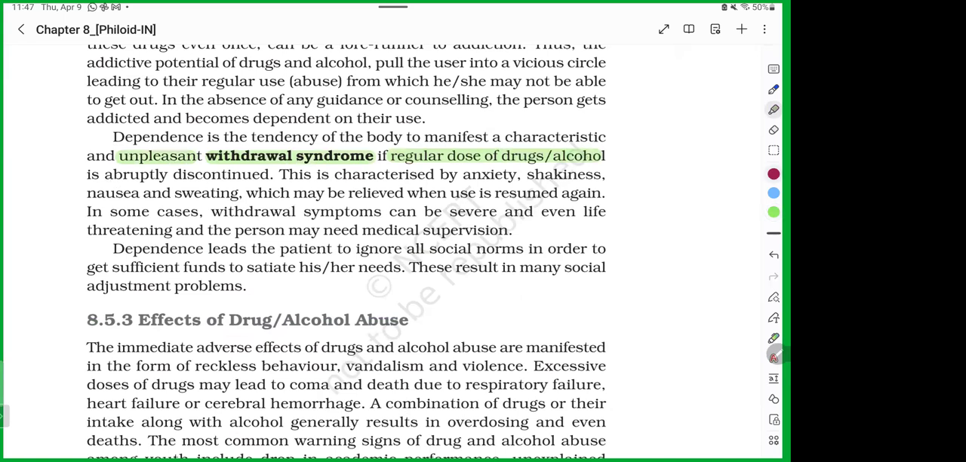If you suddenly stop it, then there are negative symptoms like anxiety, shakiness, nausea, sweating. And if you start consuming again, it becomes normal. These are the withdrawal symptoms. Sometimes it is life threatening.